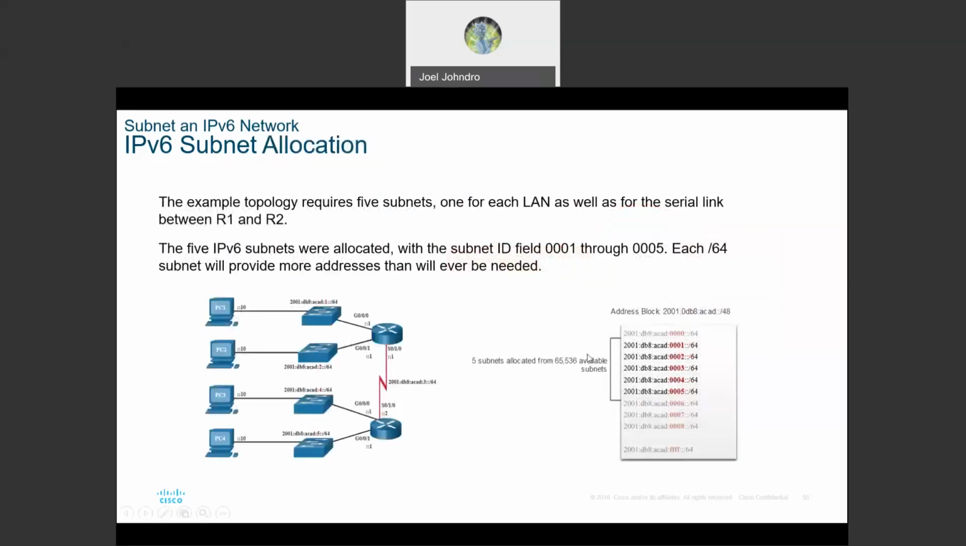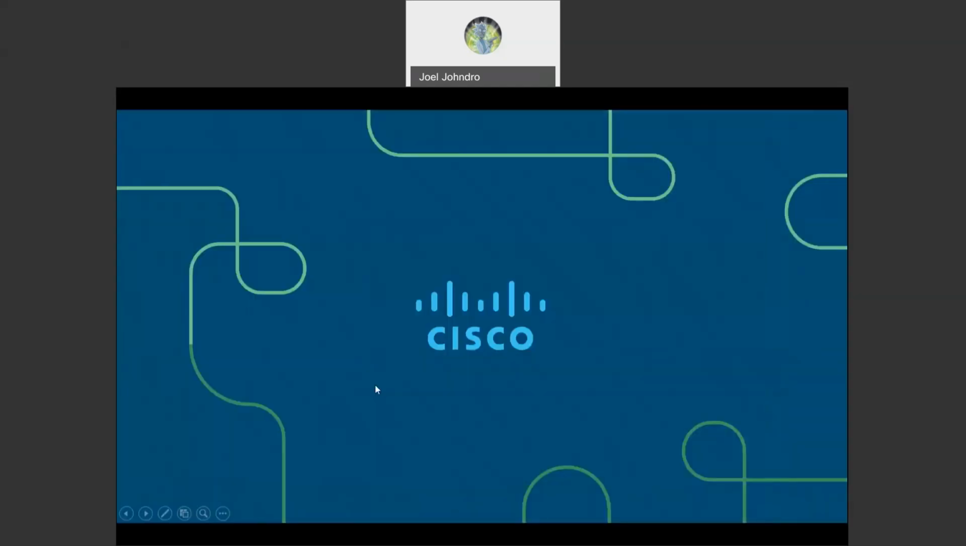And this shows a topology on a network of assigning those IPv6 addresses to interfaces. But that's really all there is to subnetting IPv6.